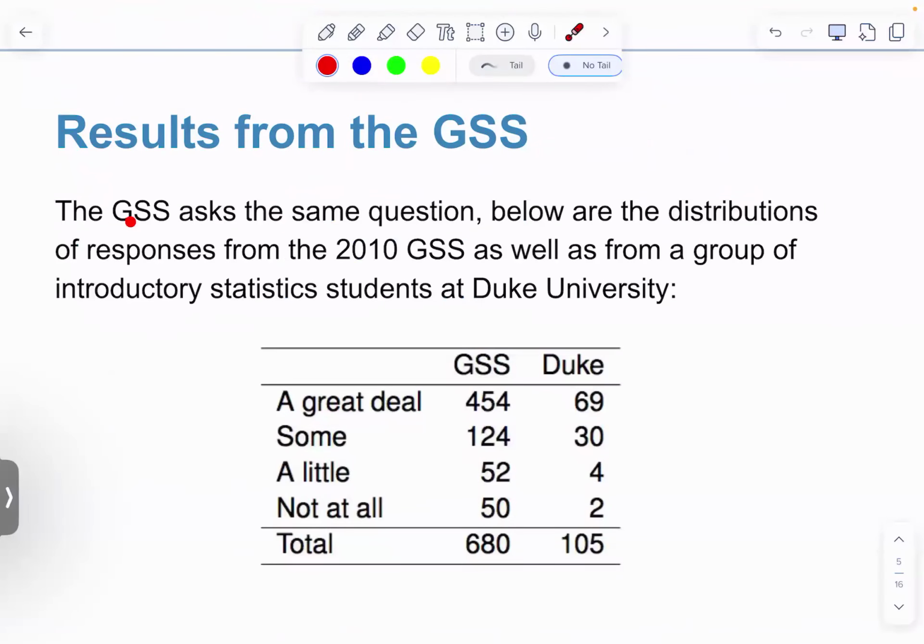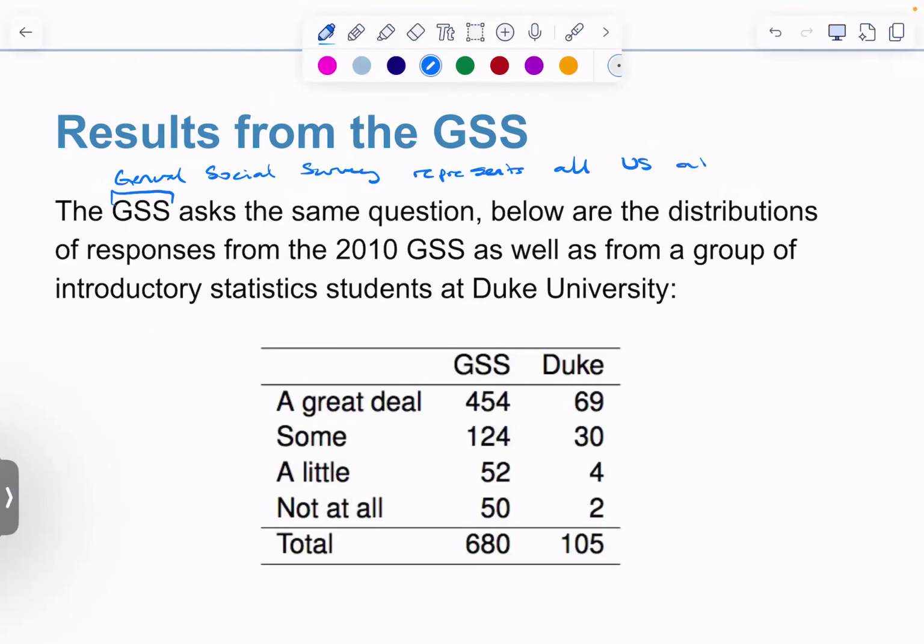Now what they did was they asked, so the General Social Survey, we've seen it referenced before. It's basically all of the US, it's representing adults in the US. So the General Social Survey represents all US adults, or is supposed to. Okay. And so the survey asks the same question.